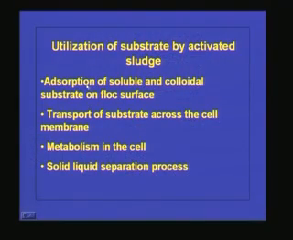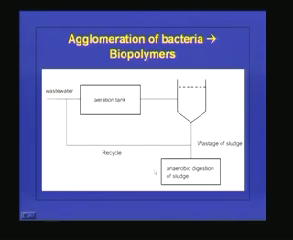So, in your system, the organic matter present in dissolved or colloidal form will be converted to new cells. The last step is solid liquid separation, because if you allow the cells to go out of the system, the treatment will not be proper. So these are the 4 steps that usually take place: adsorption of soluble and colloidal substrate on the floc surface, transport of substrate across the cell membrane, then metabolism in the cell, and the last one is the solid liquid separation process.